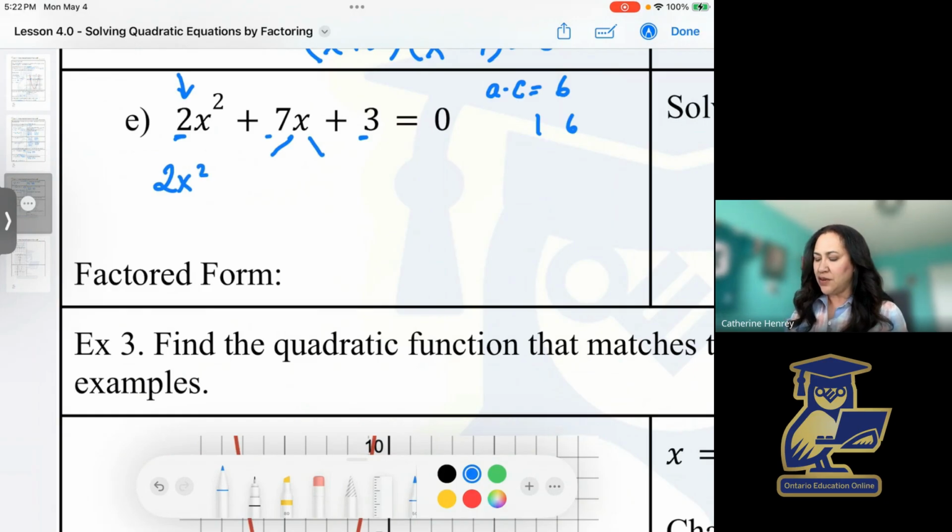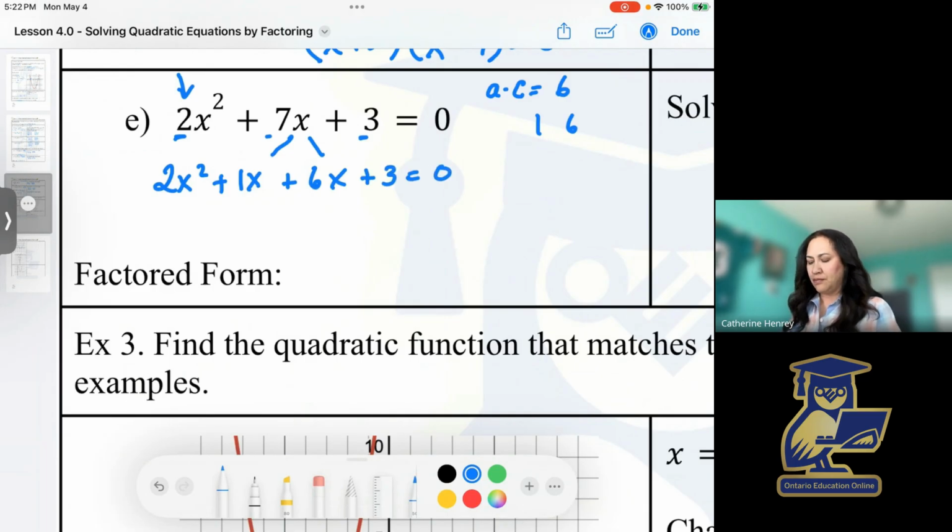I'm splitting 7x into positive 1x plus 6x, plus 3 equals 0. Then I'll go ahead and do my grouping. That's where we take the first and the second set, and we common factor each separate factor. So here I can take out an x in the first, and I'll be left with 2x plus 1.